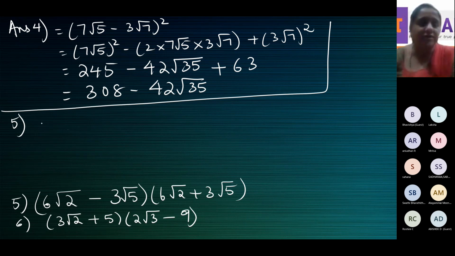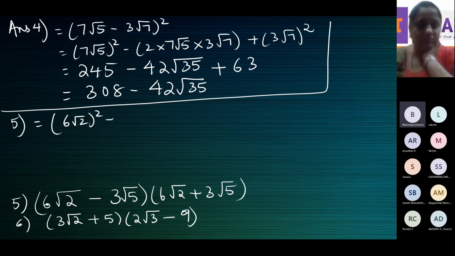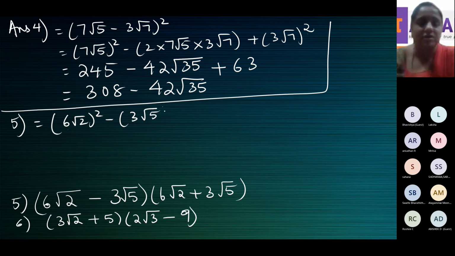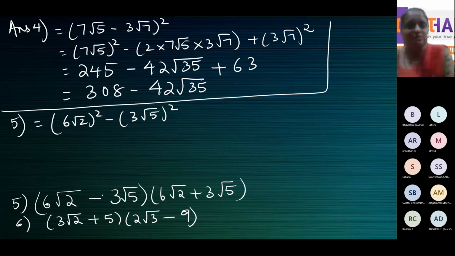So fifth one is what? A minus B into A plus B. So what is it? Ma'am, 6 root 2 the whole square minus 3 root 5 the whole square. Yeah. So it's A minus B into A plus B, which is A square minus B square.